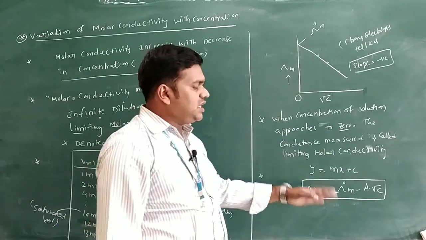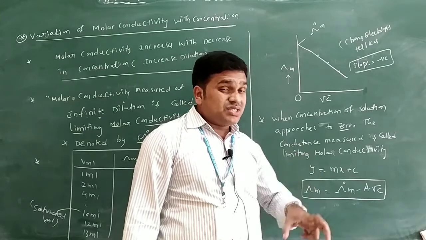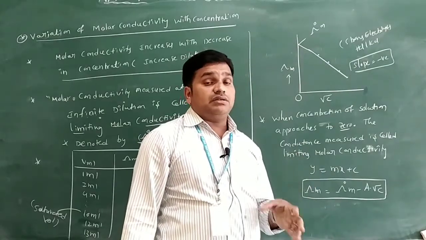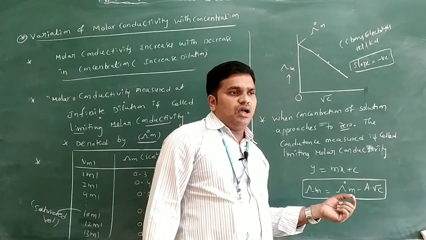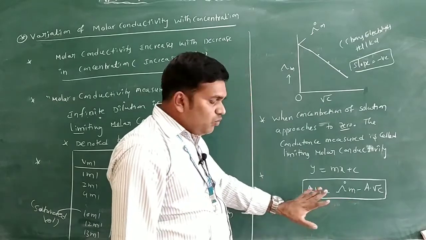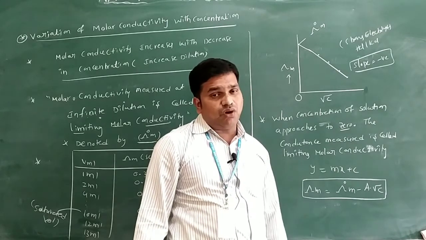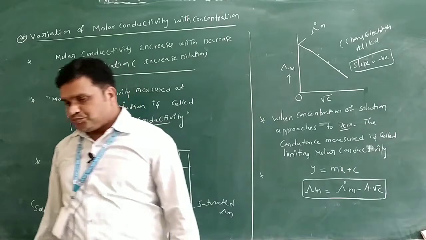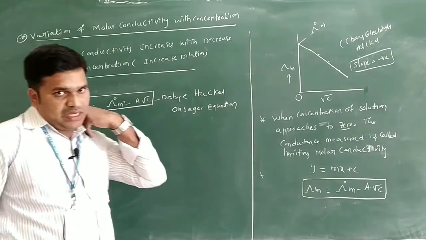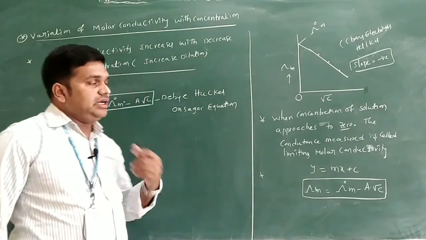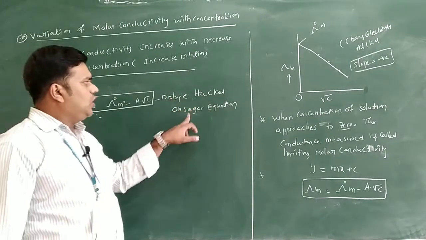This is the expression for the variation of molar conductivity with concentration for strong electrolytes. For this equation we have a name, the Debye-Huckel-Onsager equation. Again, the variation of molar conductivity with concentration for a strong electrolyte is given by the expression lambda m is equal to lambda m naught minus A into square root c. This is called the Debye-Huckel-Onsager equation.